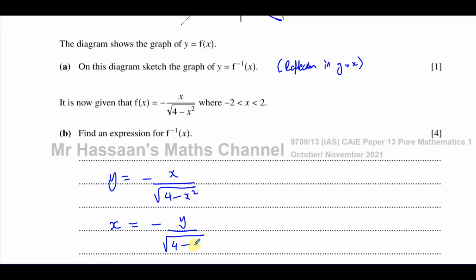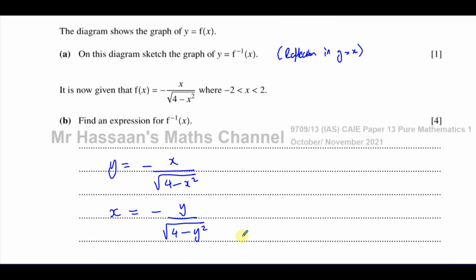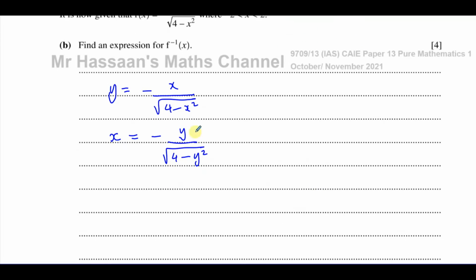So there's two places here, I've written y in place of x and x in place of y. Then I'm going to try to make y the subject. Once I've made y the subject, I will have the form of the inverse.